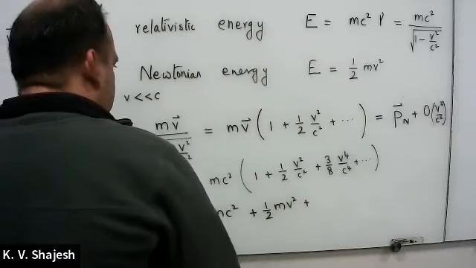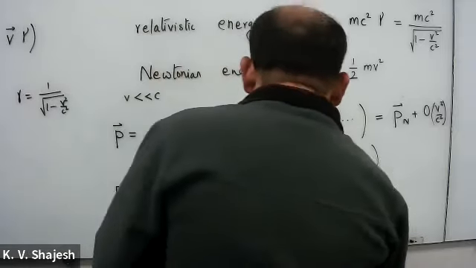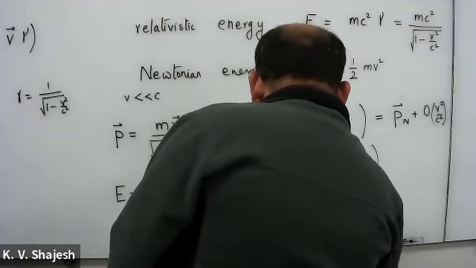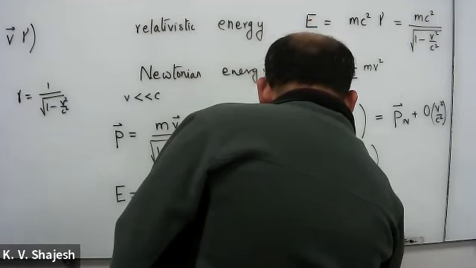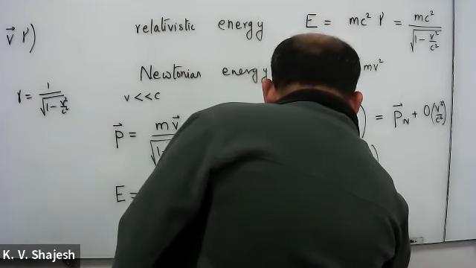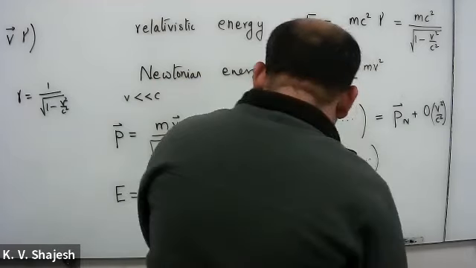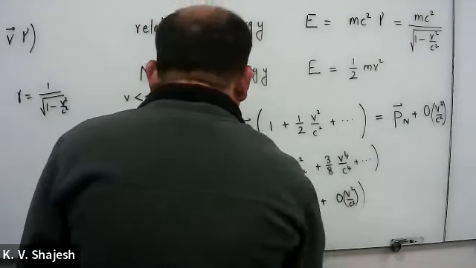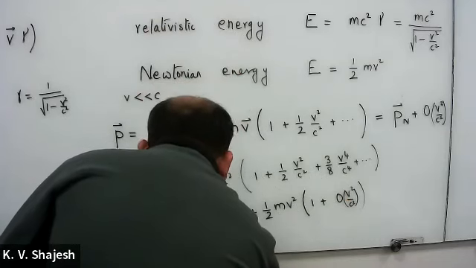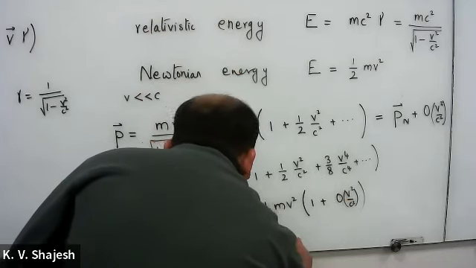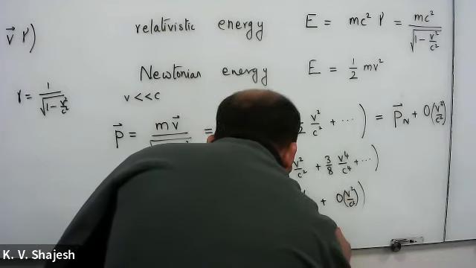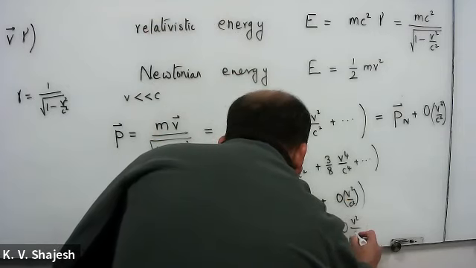Plus, if you want, maybe at this level I should write 1 plus order v squared over c squared inside of that kinetic energy term. So what is happening is, in the limit, we have mc squared plus the Newtonian kinetic energy, and that is times 1 plus order v squared over c squared.